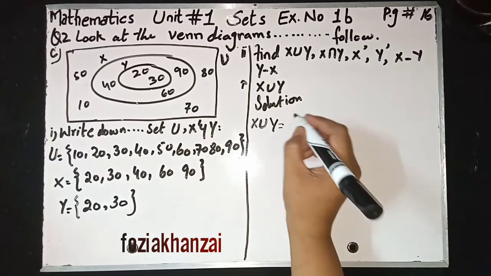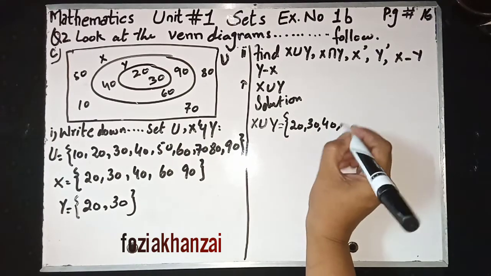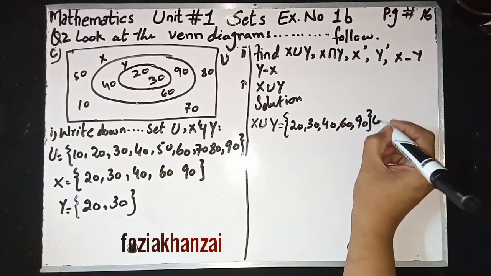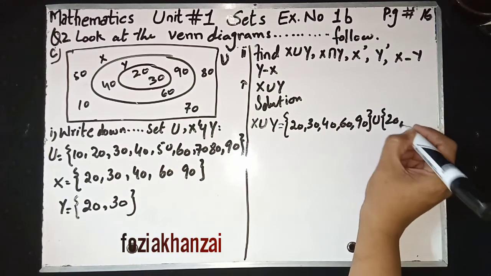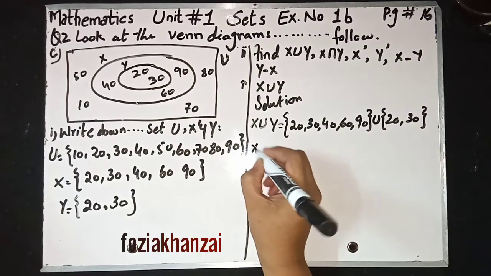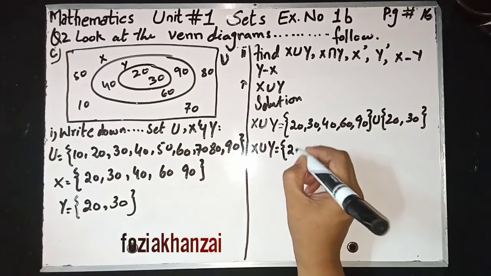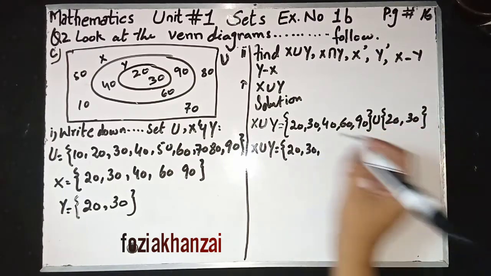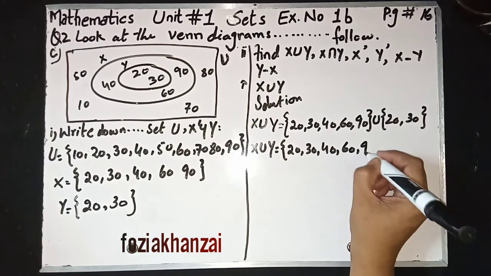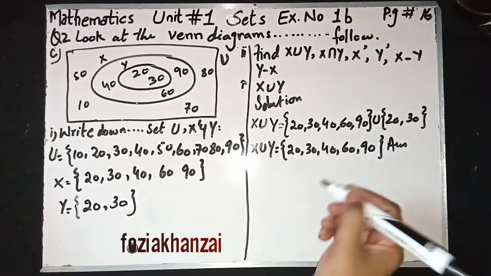X union Y equals {20, 30, 40, 60, 90} union {20, 30}. Universal set, write down all elements in ascending order. Okay, 20, 30 are common elements, so we write them only one time, then 40, 60, 90. Correct, bracket close, this is the answer of X union Y.